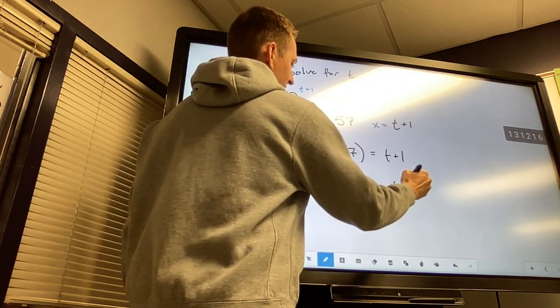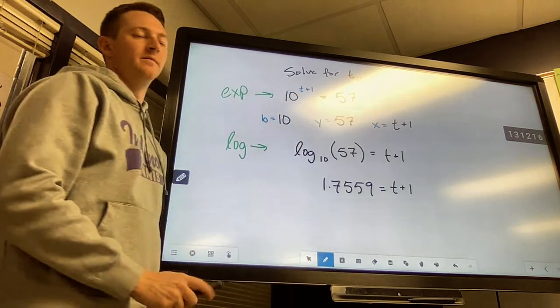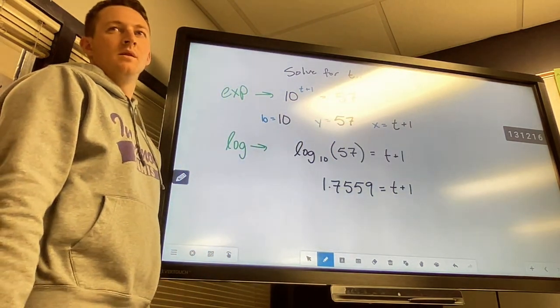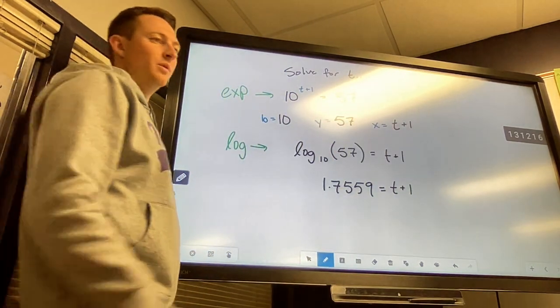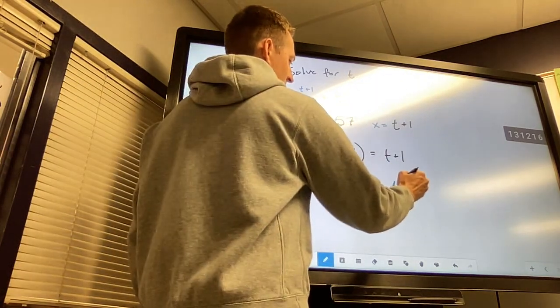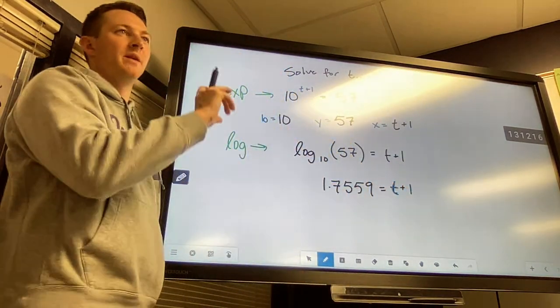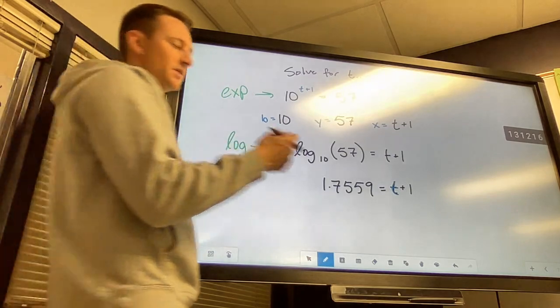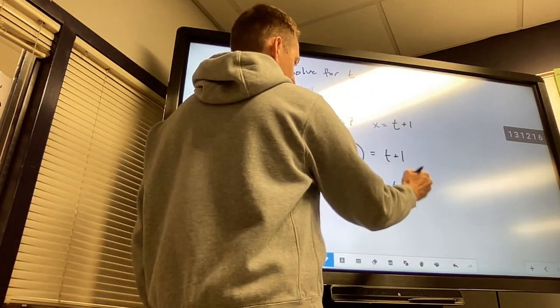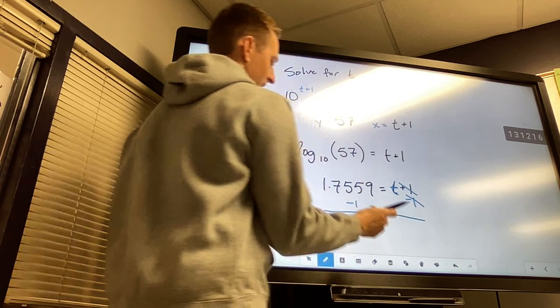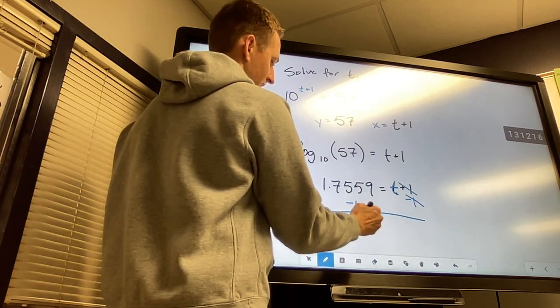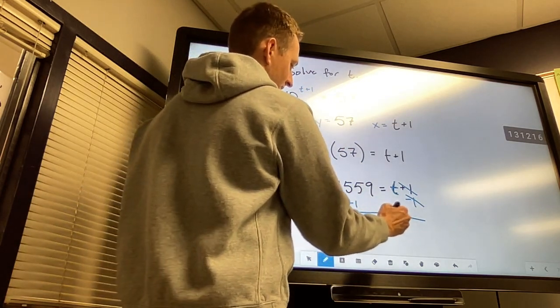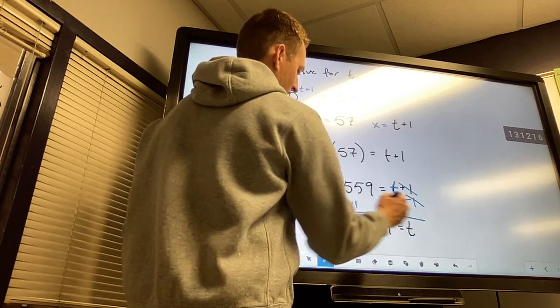And that still equals t plus 1. But we want to get t by itself. So how can we move that plus 1 over there? Yeah, just minus 1. So our answer is actually going to be 0.7559 for our t.